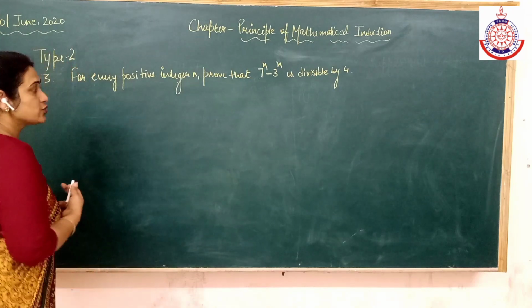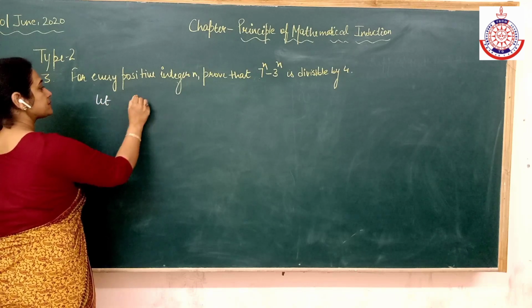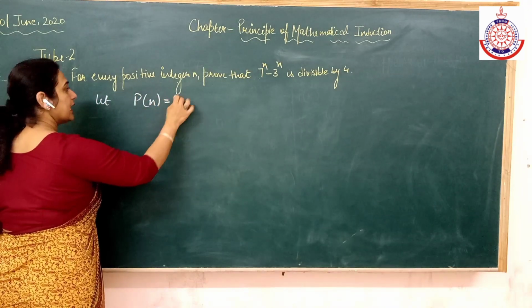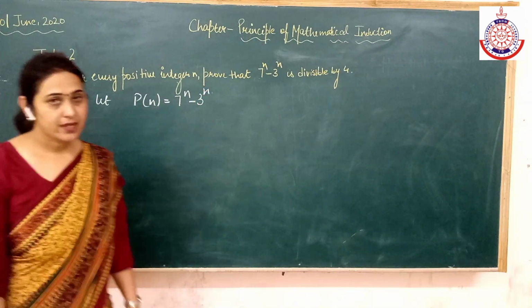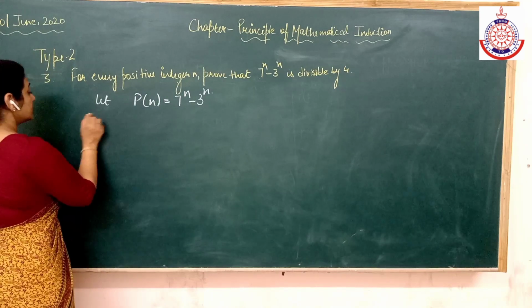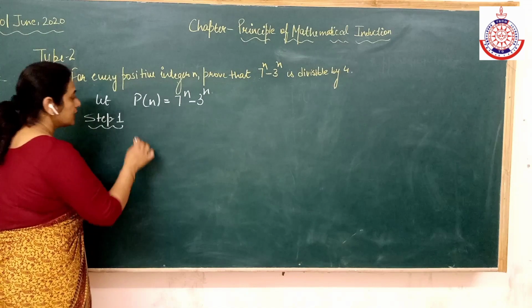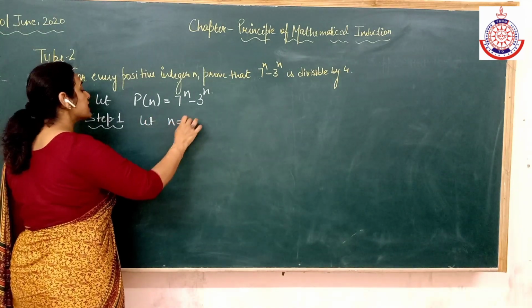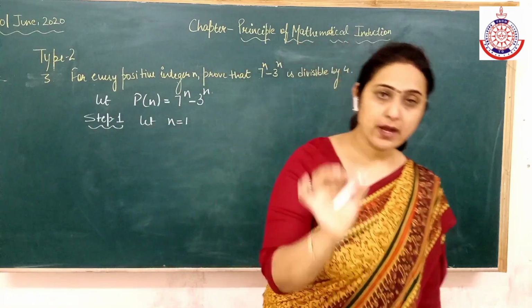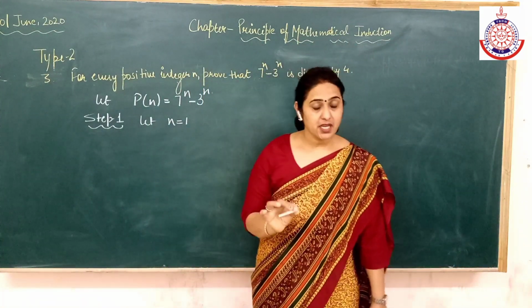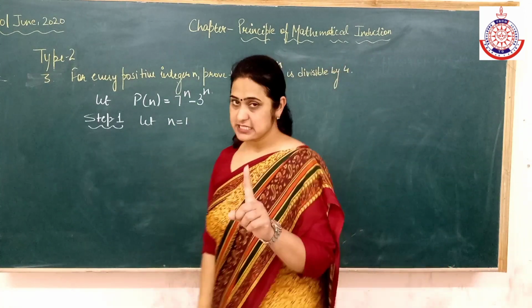Alright, so what do I do? The first step remains same as you know by now. That is, let this as statement. Alright, clear? Now what is the first step? Step 1 is let n is equals to 1. That means I need to prove if in the given statement I put n is equals to 1, the number which I obtain is divisible by 4. जो भी number आएगा वो किससे divisible होगा? 4 से. This is what I have to prove.